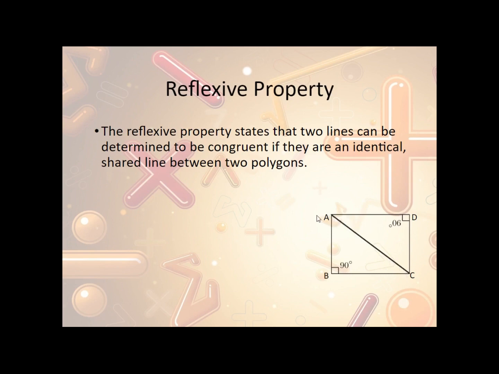So we can't say that AC is congruent to some other side. It's AC is congruent to side AC. So they're exactly the same. We call this the reflexive property because it is shared between the two triangles. So AC is congruent to AC.